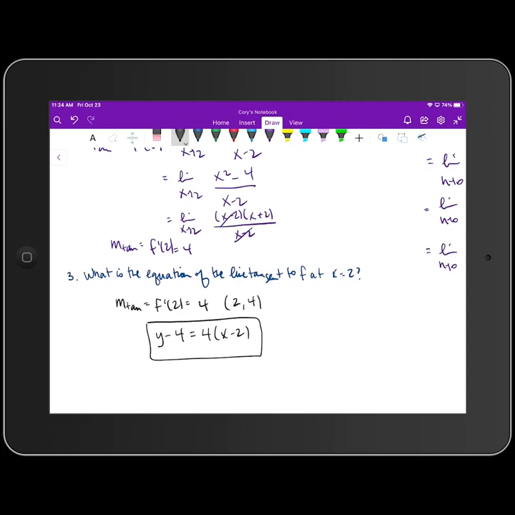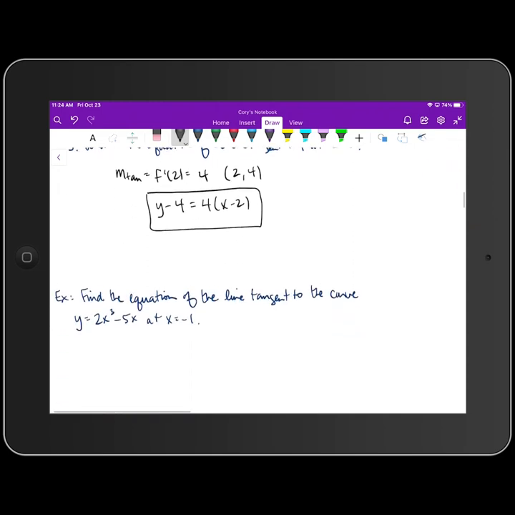And when you guys are doing calculus, I want you to leave your equations of the line in point slope form. I do not want them in slope intercept form. So leave them in point slope form.